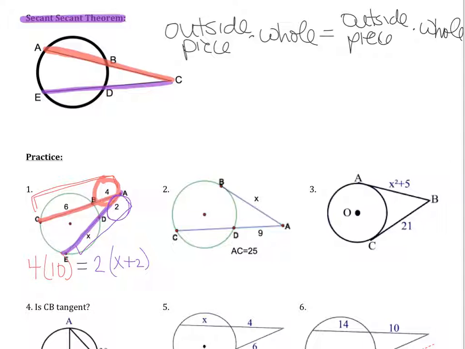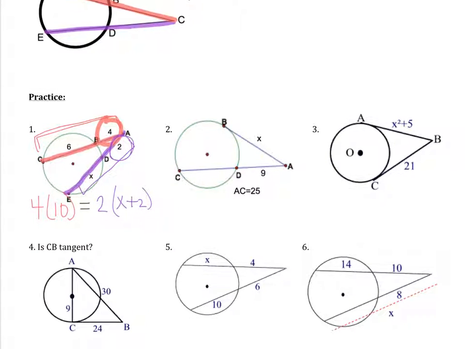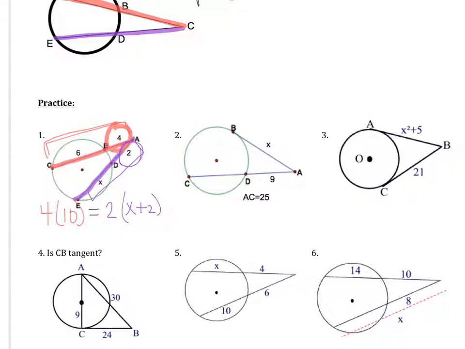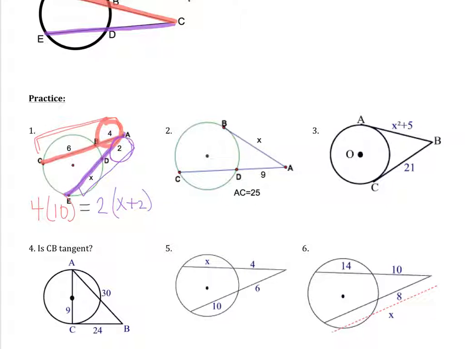So now I'm going to clean all this up. 40 equals 2x plus 4. Subtract 4, I get 36 equals 2x. So x should equal 18. Let's do the next one.